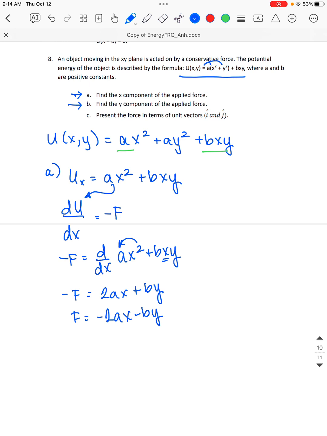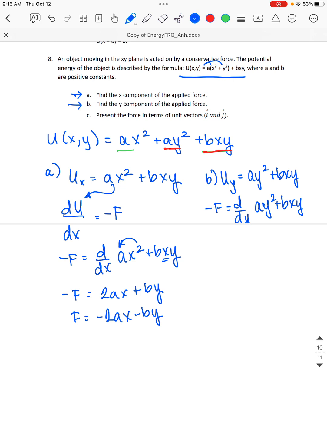For part B, and I'm going to do it right here, I'm going to do the same thing. uy is equal to ay squared plus bxy, and then I'm going to take the negative force of d dy of ay squared plus bxy. Essentially, I'm doing the exact same thing I did with x, but now I'm dropping out the x component and I'm focusing on the y components here.